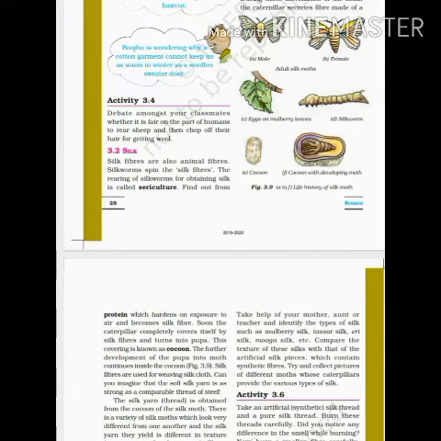and during this movement the head of the caterpillar secretes fiber made of a protein which hardens on exposure to air and becomes silk fiber. Soon the caterpillar covers itself completely by silk fiber. This covering is known as cocoon.